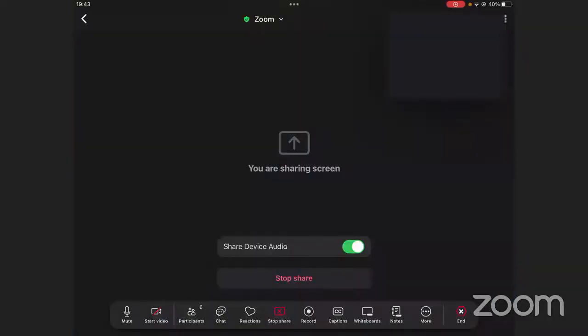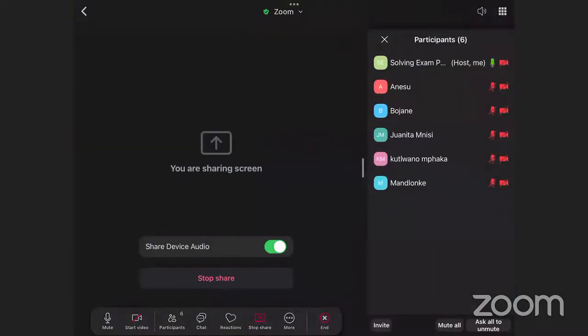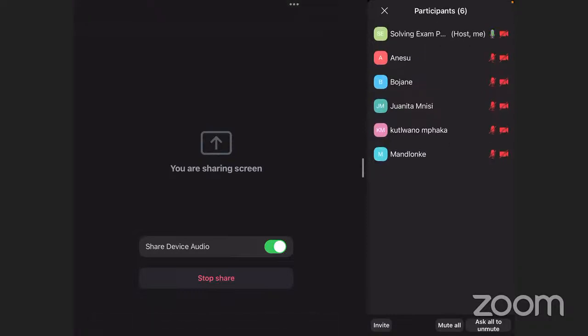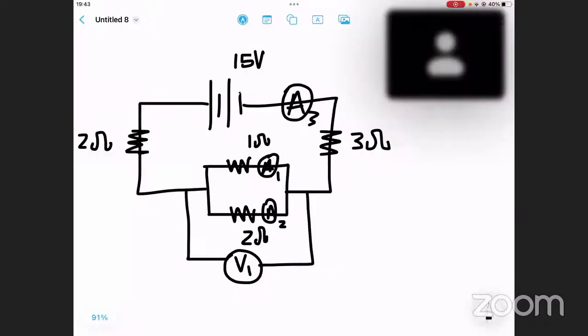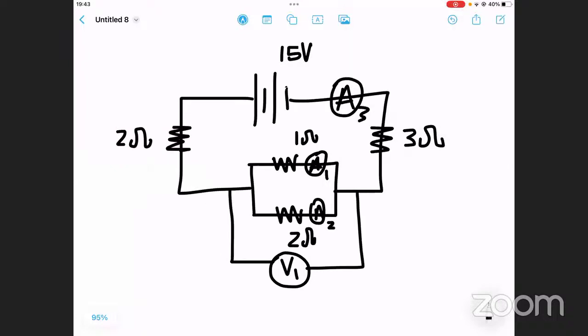Okay, anyone to confirm if you are able to see my screen? I can see your screen, sir. This is what I was drawing all along. Confirm if my screen is sharing. 100%. Let me go to what you sent me and then, okay.